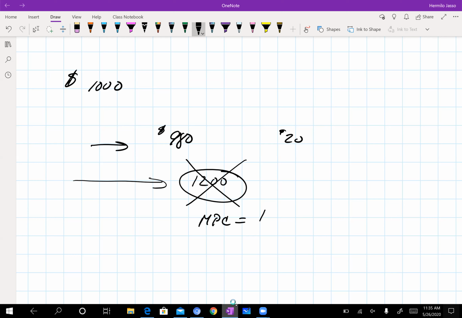Right? Or it's possible that individuals say, I was not counting on this check. I'm going to save this check. I'm going to save it all. So then the MPC is 0 and the MPS is 1. In other words, the marginal propensity to consume becomes 0, and the marginal propensity to save becomes 1. So in other words, the additional money that comes into our hands, we tend to treat it different than our regular income. That's something that you need to understand.